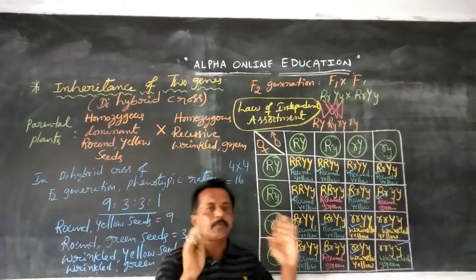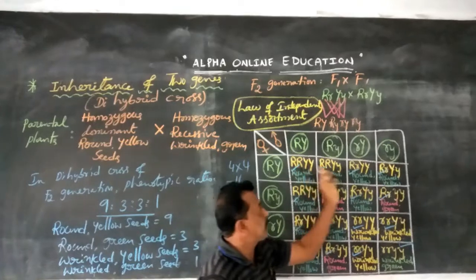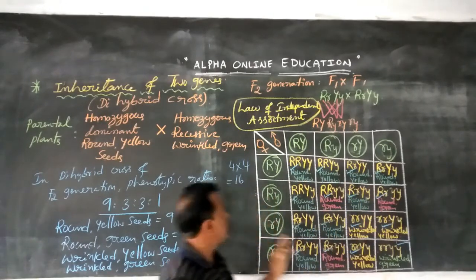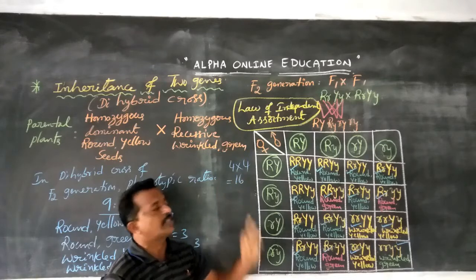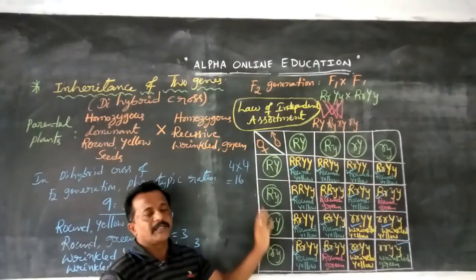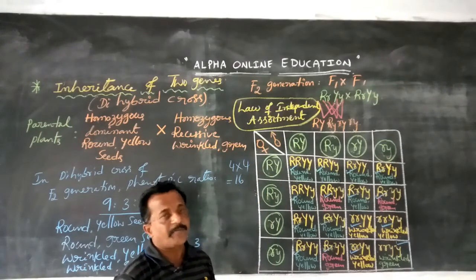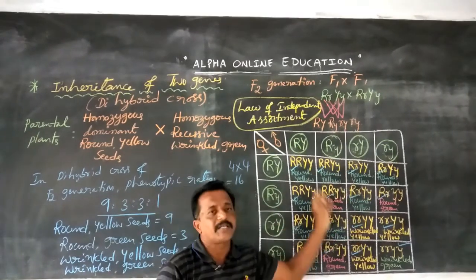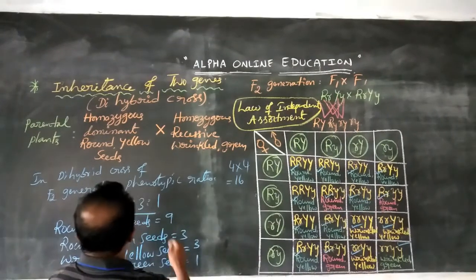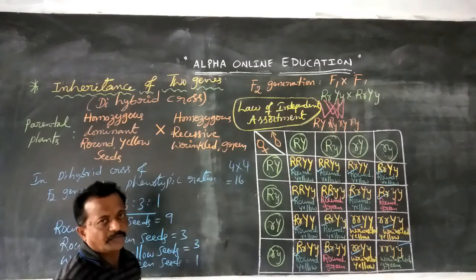Totally in the Punnett square board, the F2 generation will show 16 genotypes. That is 4 by 4, which is 16. So the four male gametes fuse with the four female gametes, resulting in 16 genotypes. These are the genotypes. Then, after this, we observe the dihybrid cross phenotypic ratio and genotypic ratio.